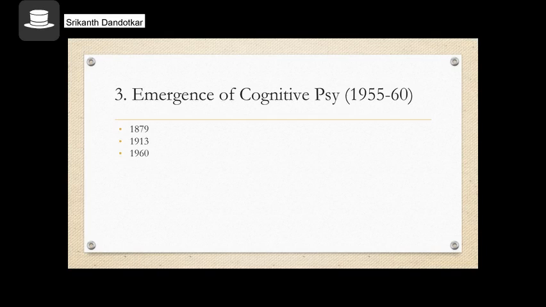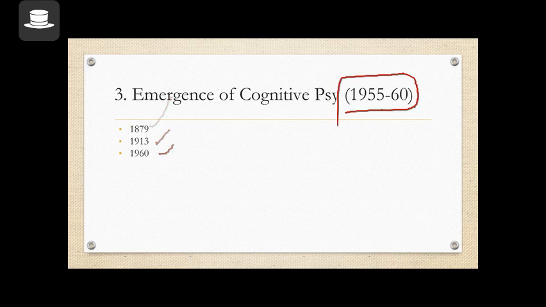Just to remind you, 1879 is considered the birth year of psychology in general, 1913 the birth year of behaviorism, and 1960 the birth year of cognitive psychology. So we'll move on to this specific period of 55 to 60, the last 5 years before the birth of cognitive psychology, and what happened.